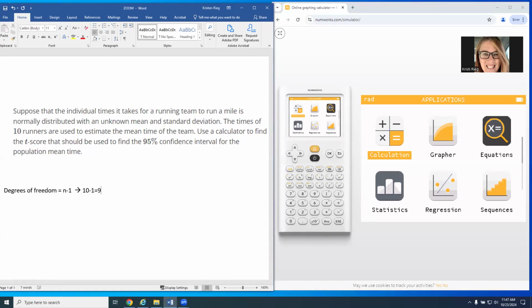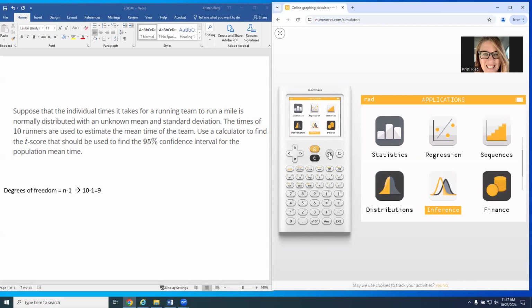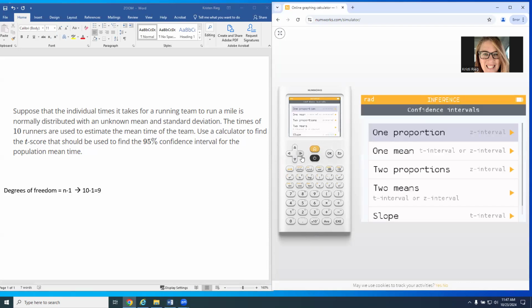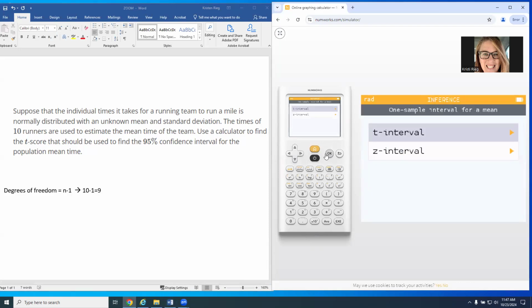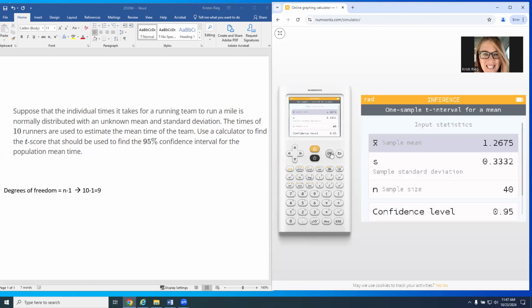Now, for the calculator, when it doesn't give you this extra stuff and we're just trying to estimate the mean time of the team, or estimate the mean time of something, we're going to go over here to our inference, our confidence intervals, our means. We're getting the t-score, so go to t-interval, input statistics. And what we want to do here for the mean, I'll write this down: mean, use 0. So I will type in 0 for the mean.